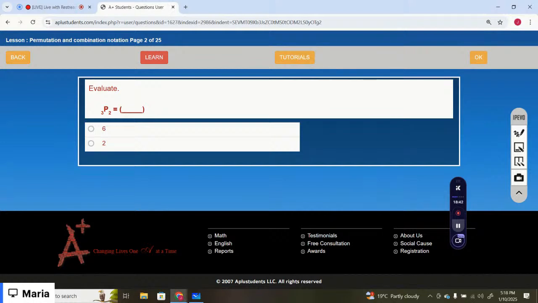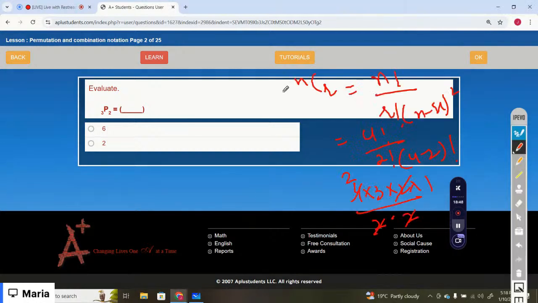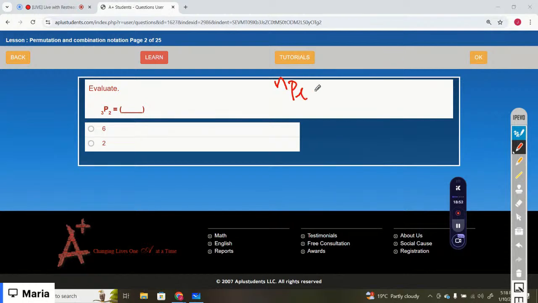3P2, that is the permutations, right? So how do we evaluate the permutations? We have a formula, that is nPr, that is n factorial divided by n minus r factorial. That's how we evaluate the permutations.